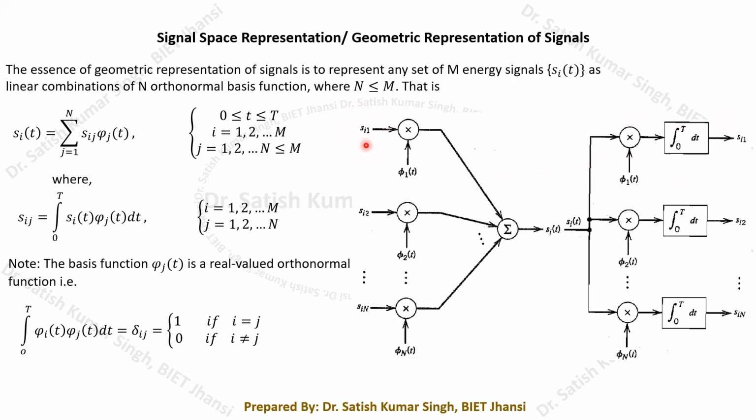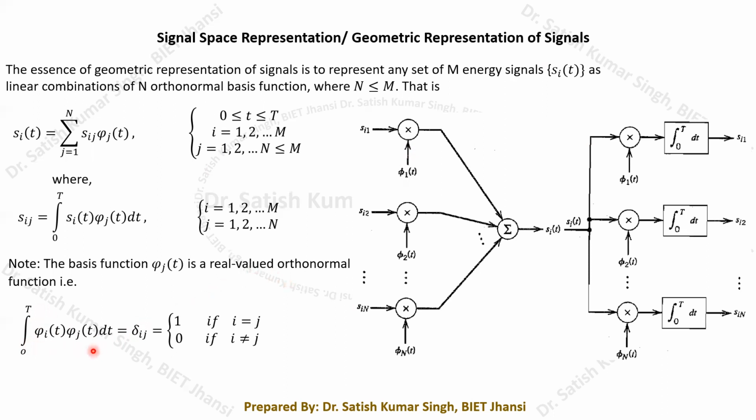This is what we actually perform in the case of ASK, PSK, FSK, and then you will be able to understand the signal space representation. Here you remember that this basis function phi j(t) is a real valued orthonormal function. So what is this orthonormal? This word is a combined word: it consists of orthogonality plus normalized function. It means it is an orthogonal function, and it is also a normalized function.